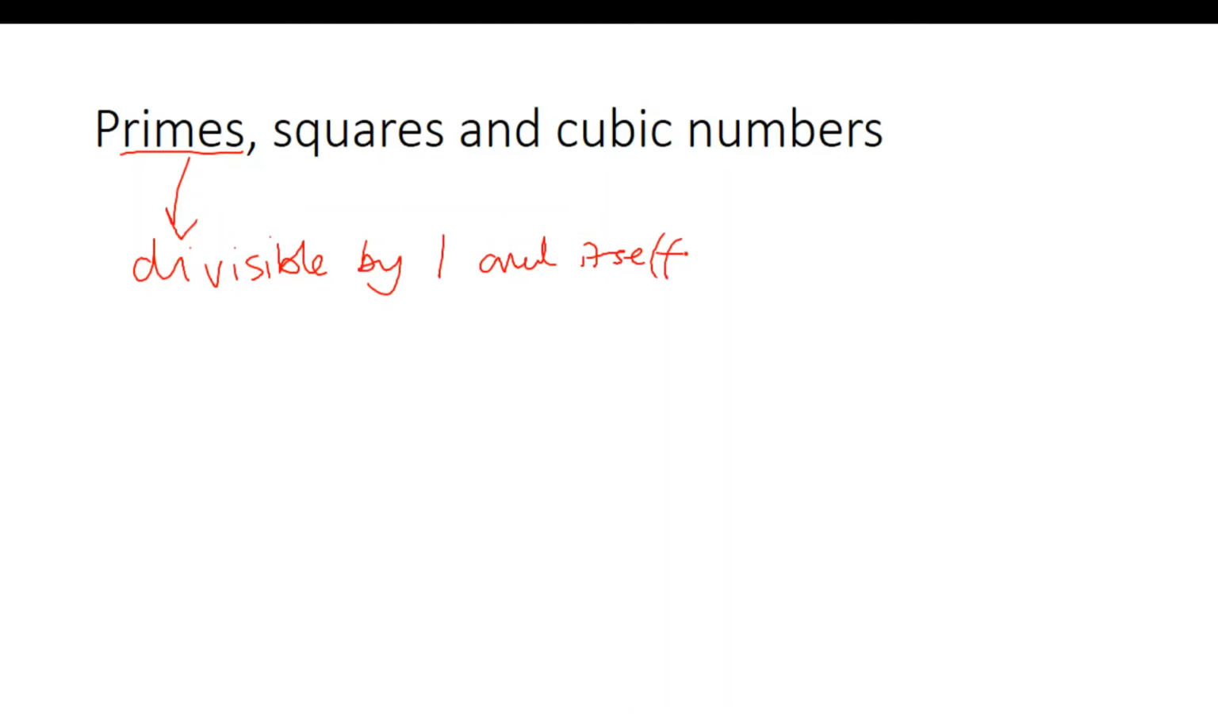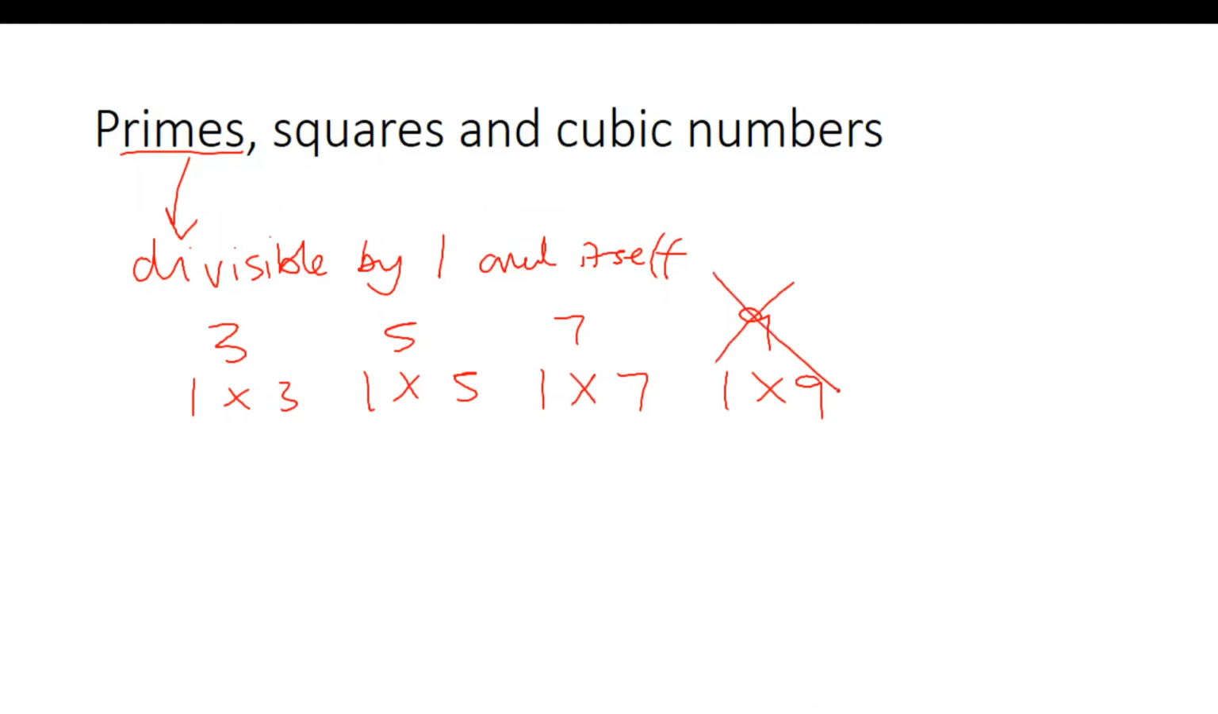So, for example, the number 3. The only way to make 3 is 1 times 3. The number 5. The only way to make 5 is 1 times 5. The number 7. The only way to make 7 is 1 times 7. The number 9. The only way to make 9 is 1 times 9. Oh, wait! Hopefully you spotted the deliberate error there. There is another way to make 9. So 9 is not a prime number because I could do 3 times 3. And that makes 9. Okay?